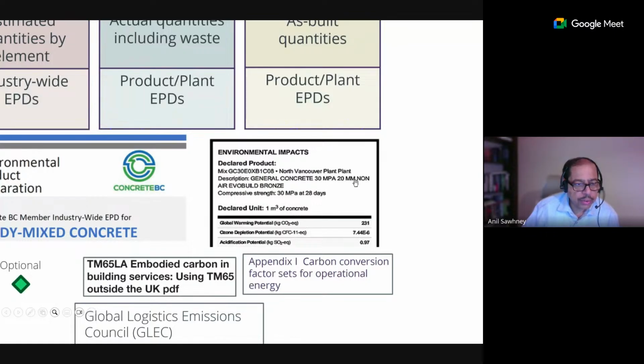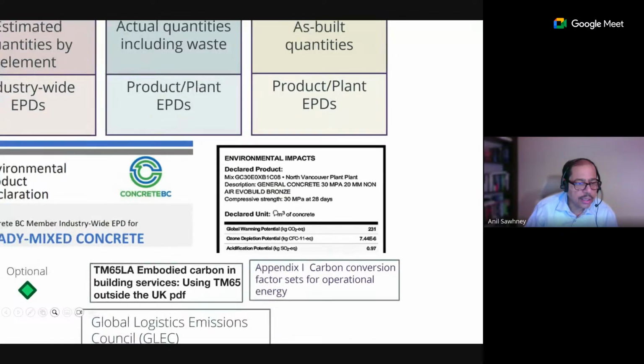30 MPa, 20 millimeter non-aerated Evo build bronze, ready mix of Heidelberg from concrete BC, you can get this document like on a tin of food, you get nutrition values, same thing. You're getting GWP potential for 1 cubic meter of concrete. This is called a declared unit. In the declared unit, so this is that declared unit.